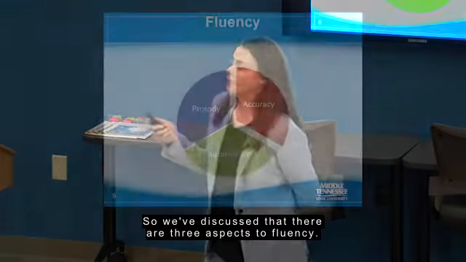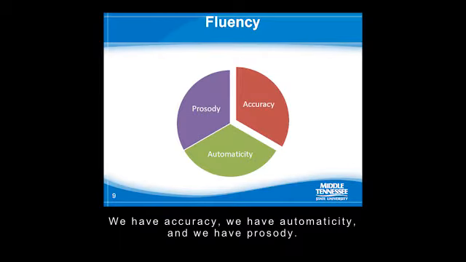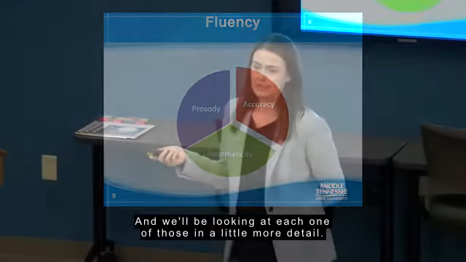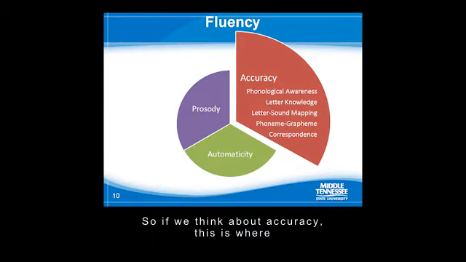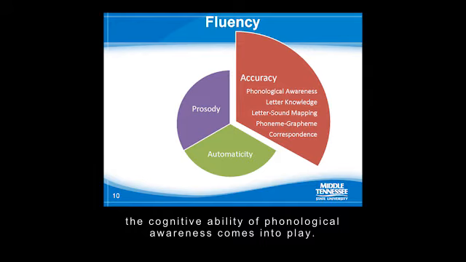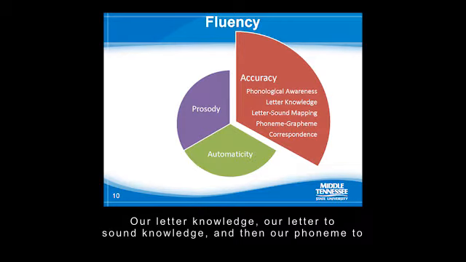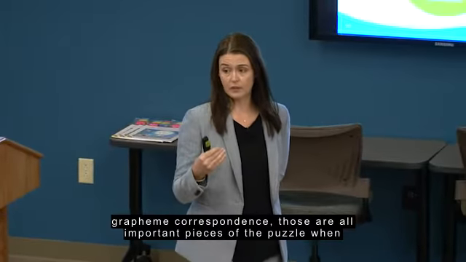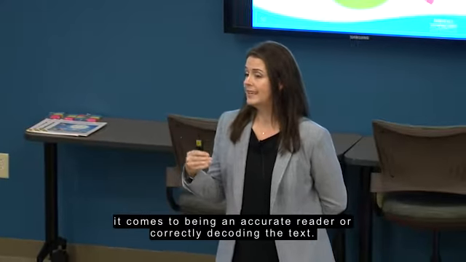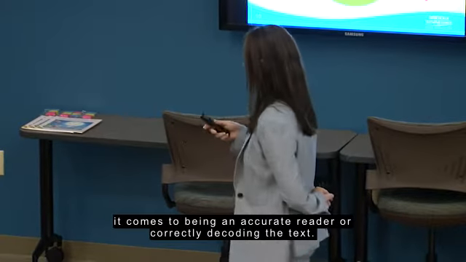So we've discussed that there are three aspects to fluency. We have accuracy, we have automaticity, and we have prosody, and we'll be looking at each one of those in a little more detail. So if we think about accuracy, this is where the cognitive ability of phonological awareness comes into play. Our letter knowledge, our letter to sound knowledge, and then our phoneme to grapheme correspondence. Those are all important pieces of the puzzle when it comes to being an accurate reader or correctly decoding the text.